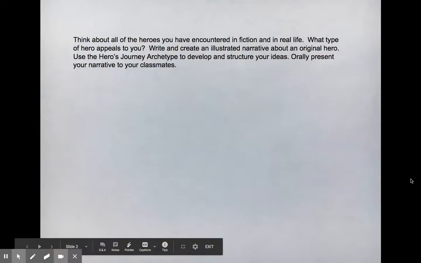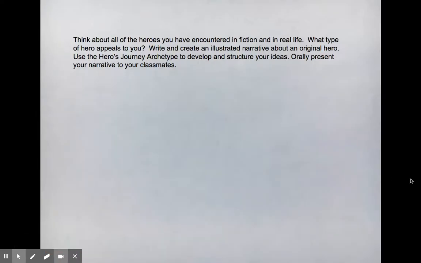Now, this comes straight out of our Springboard book. This is basically our main task and what needs to get done. Think about all the heroes that you have encountered in fiction and in real life. So the picture of the Mandalorian there would be an example of fiction, a real life hero, somebody like Dr. Martin Luther King or somebody like that. What type of hero appeals to you? Write and create an illustrated narrative about an original hero. Use the hero's journey archetype to develop and structure your ideas. Orally present your narrative to classmates.